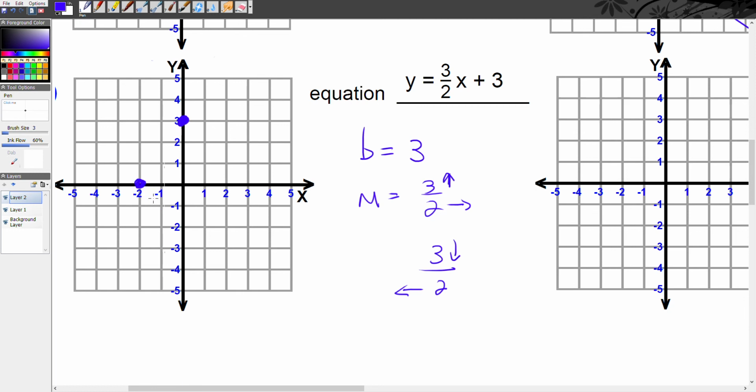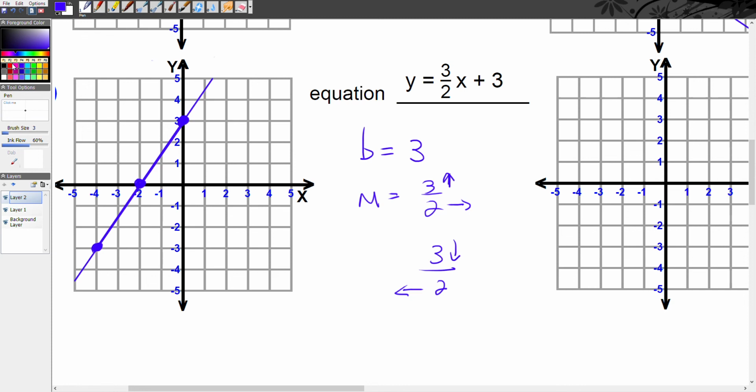And I actually have room to do it again. So 1, 2, 3, 1, 2. And so when I make my line here, and I extend it, again, the only reason we did this, we went backwards, was because we didn't have room to move the way the slope tells us at the top here. So we had to go backwards.